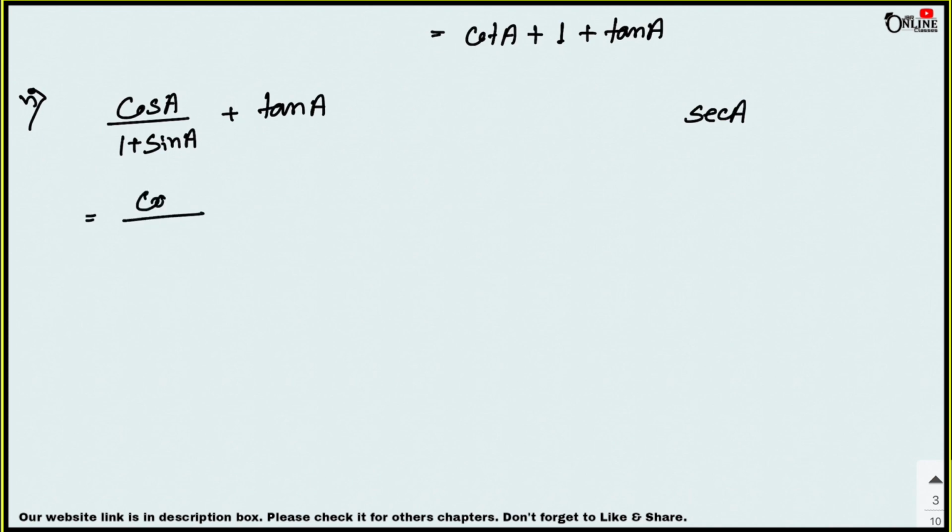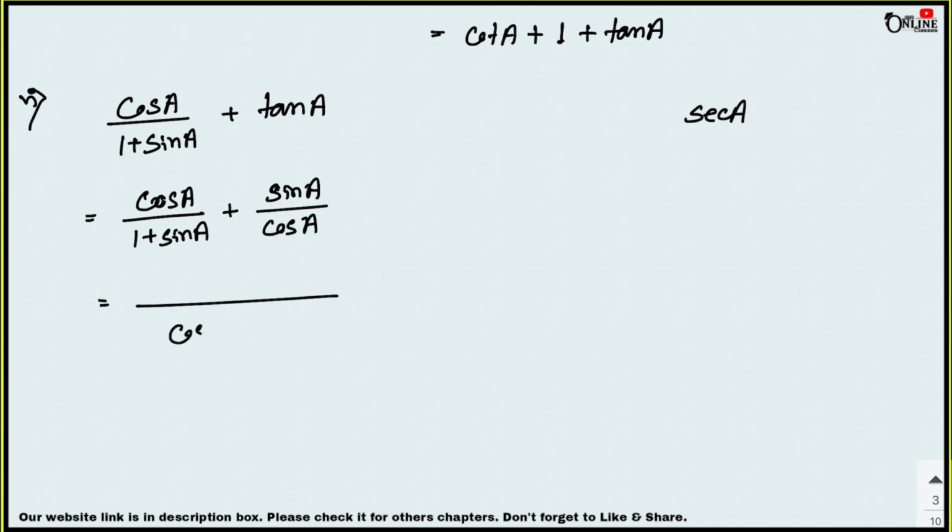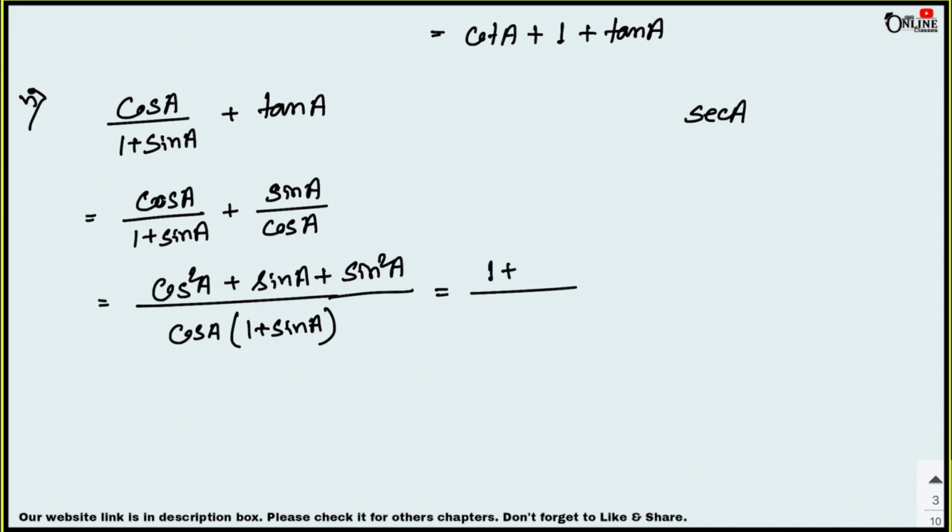So here cos A over 1 plus sin A, okay, clear, and tan means sin A by cos A. So here the LCM equals cos A into 1 plus sin A, then cos A into cos A is cos square A, and sin A into 1 plus sin A will be sin A plus sin square A. So as you know that cos square A plus sin square A equals 1, then 1 plus sin A over cos A into 1 plus sin A. So this one cancels out, 1 by cos means sec A, and it's proved.